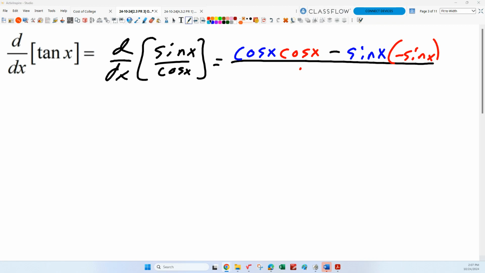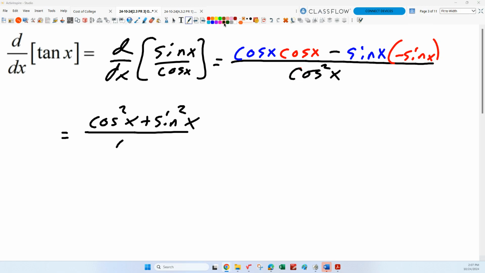Over the bottom squared, right? Over cosine squared x. Okay, so let's simplify that. What does the top simplify to? Cosine times cosine is cosine squared. Negative sine times negative sine is sine squared. What is all that equal to? 1, right? That's the Pythagorean trig identity: sine squared x plus cosine squared x equals 1.